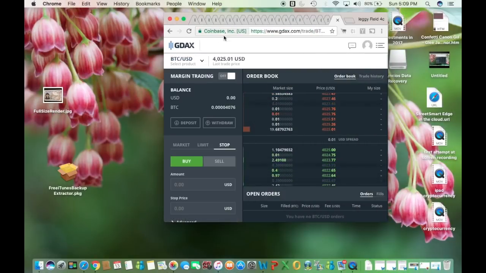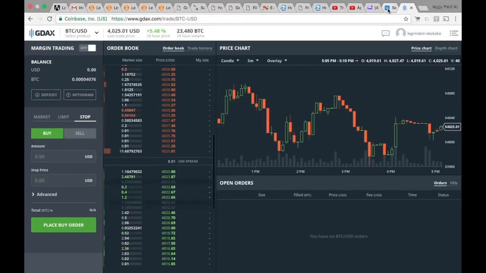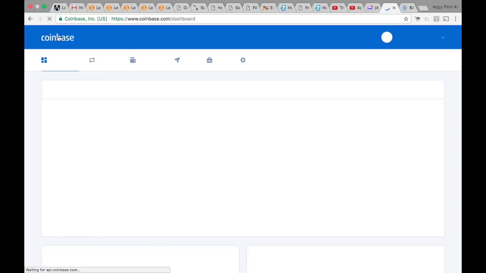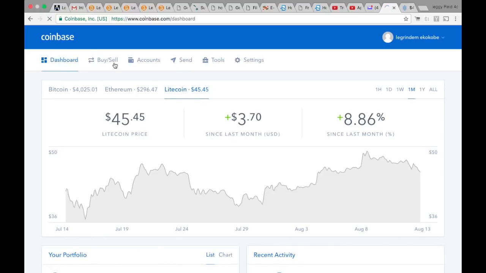Guys, how to transfer money from Coinbase to Gdax account. Okay, so I have like $300 in my wallet here. I don't know, I might have already transferred it. Let me see. Did I transfer it already?